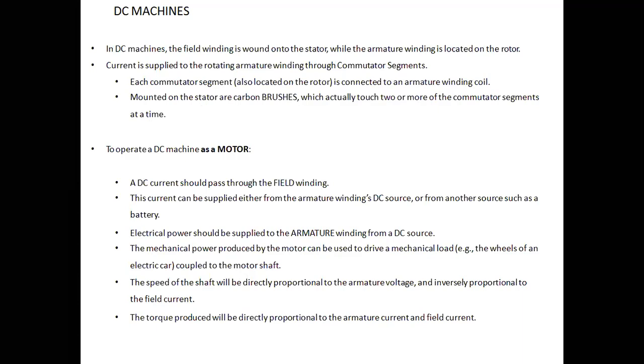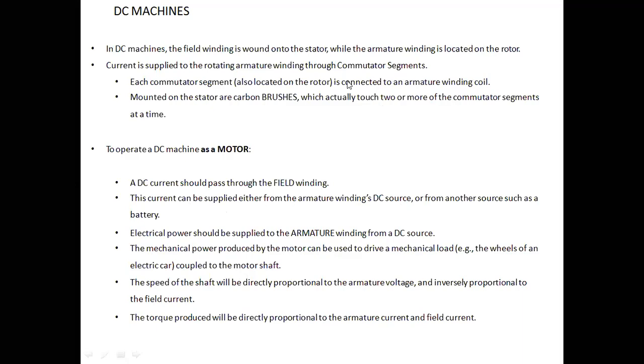So to operate the DC machine as a motor, DC current should pass through the field winding, and this current can be supplied either from the armature winding or from another source. So when we are giving the current, that current will pass to the armature winding through the commutator.